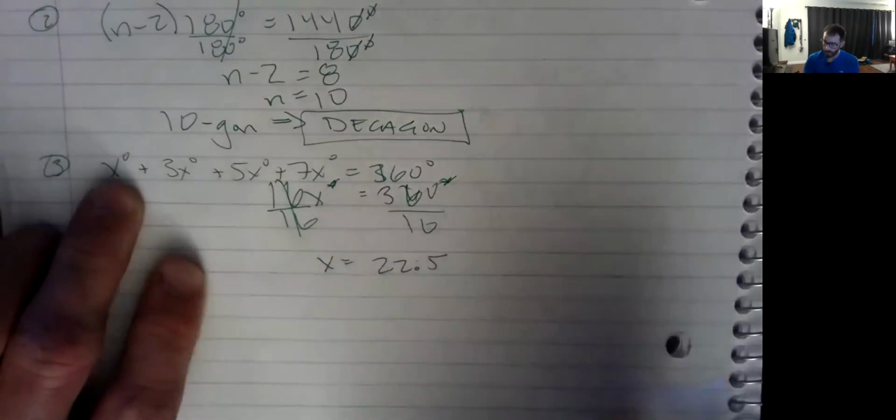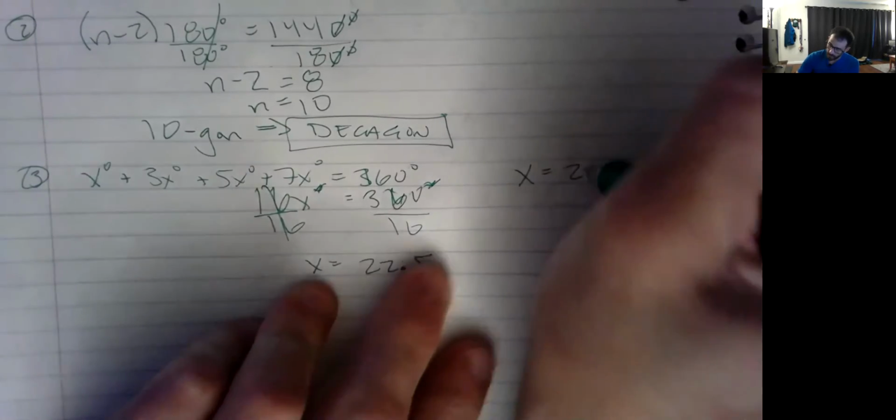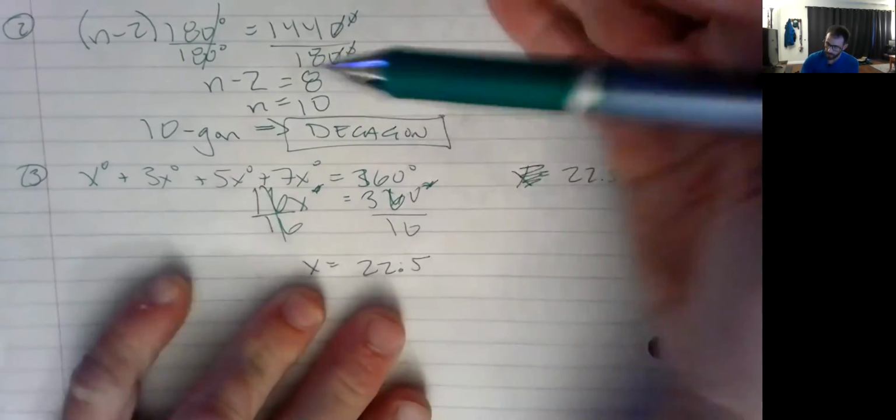Go back and read the question. Find the measures of all the interior angles. Okay, so I know one. So the first one is 225 degrees. Actually, I'm not going to use this because that's kind of silly. I'm just going to make a list.